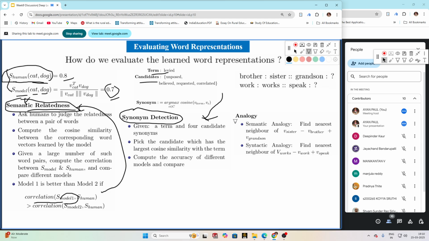What is the third task? The third task is something called analogy. Now this analogy can be of two types.